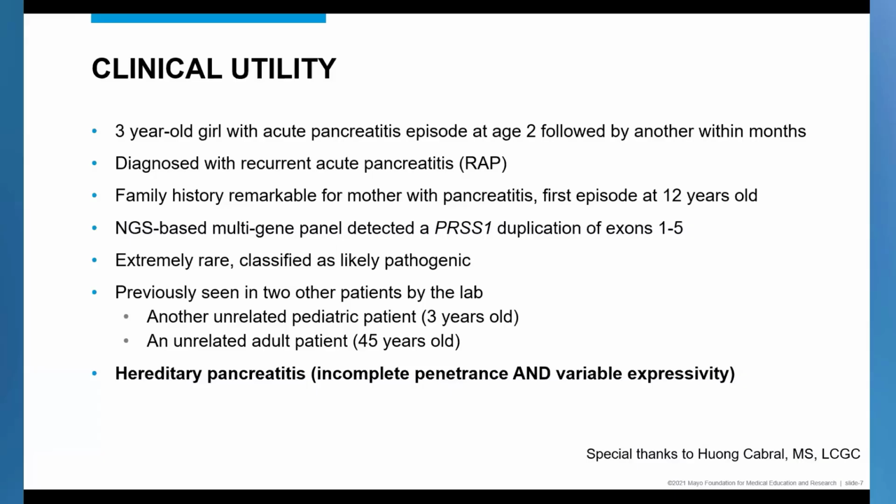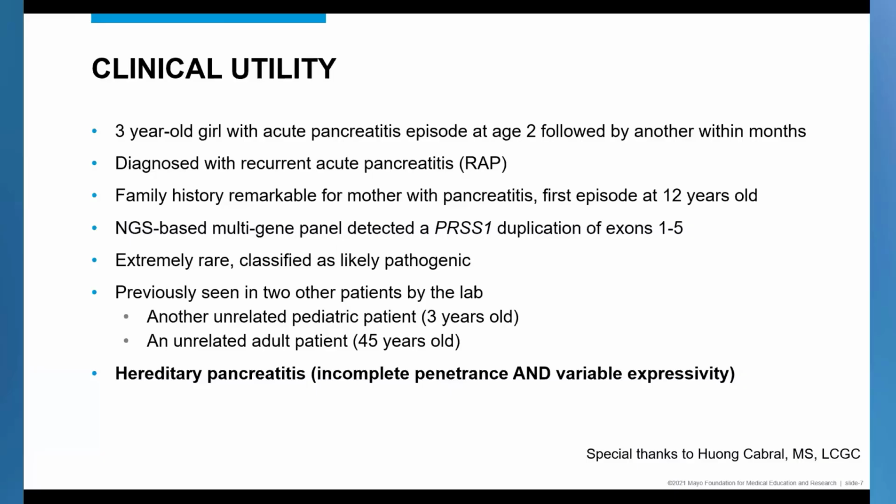One would default in a genetics lab to perhaps a variant of uncertain significance in this case, because they are so rare and we don't quite know what extra material, and again, depending on the breakpoints of that duplication, what impact that could have on gene function. But in this case, we had actually previously seen in our own lab 2 other patients with this type of duplication. There was another pediatric case, in fact, who was 3 years old, coincidentally, that had this duplication, and then an unrelated adult patient who was 45 years old at the time of presentation who had the same alteration.